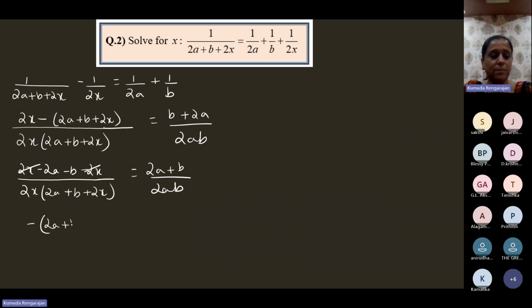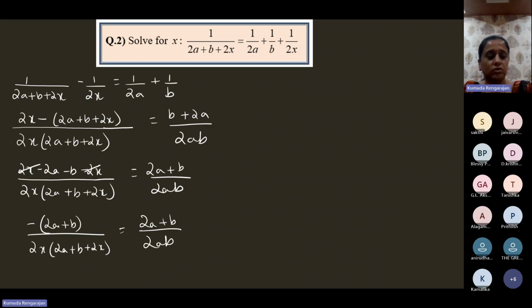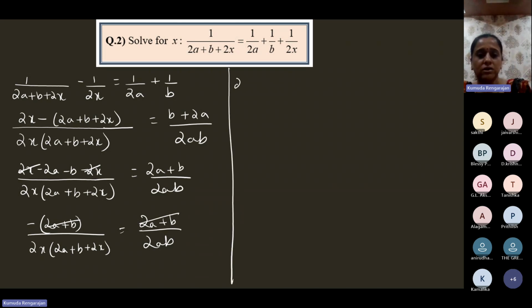So (2a plus b) by 2x into (2a plus b plus 2x) is equal to (2a plus b) by 2a. So 2a plus b and 2a plus b get cancelled on either side. Now cross multiply. So when you cross multiply, 2x into (2a plus b plus 2x) is equal to minus 2ab.